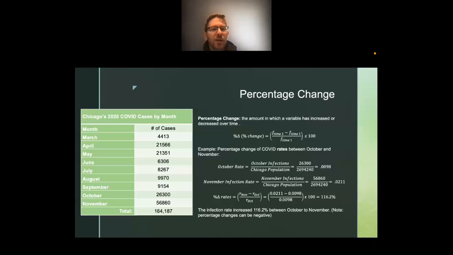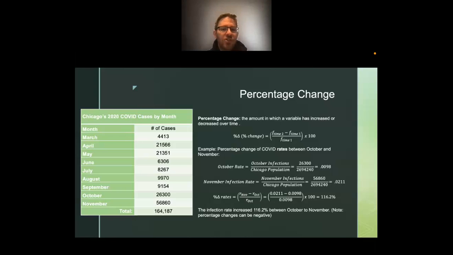For the November rate, we do the same thing, but use November infections. We see that in November, it jumped to 56,000. We divide that by the Chicago population, and the November infection rate was 0.021. Okay, so now we have our two rates, and we can do the percentage change. In the formula at the top, instead of the frequency of time 2 and time 1, we'll use the rate of time 2 and time 1.